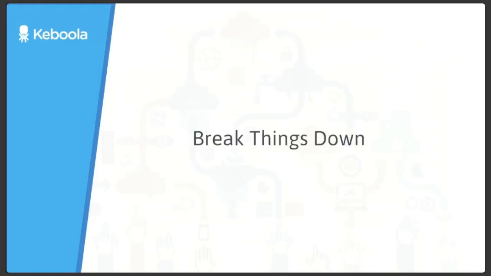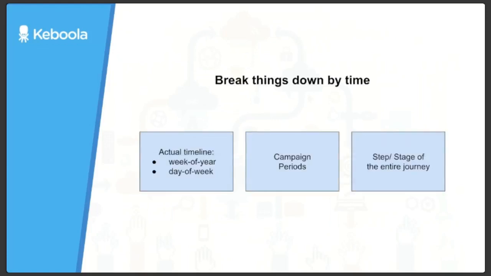Now let's start by breaking things down. First, we can break down the general volume or the key metrics by time. This time factor can be the actual timeline. For example, we can group all transaction history data into week of year or day of week buckets. This can immediately reveal the seasonality of demand to support logistics and staffing decisions.